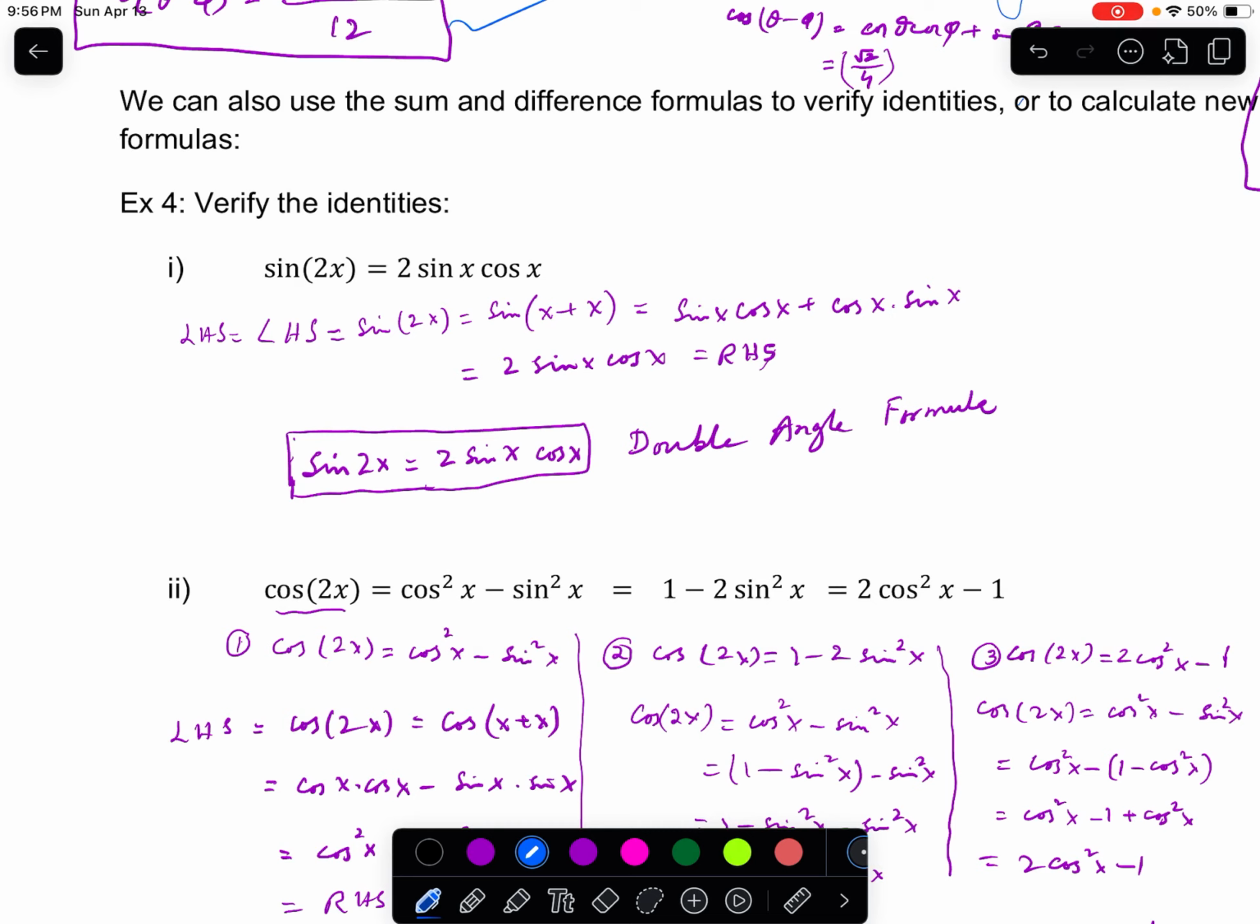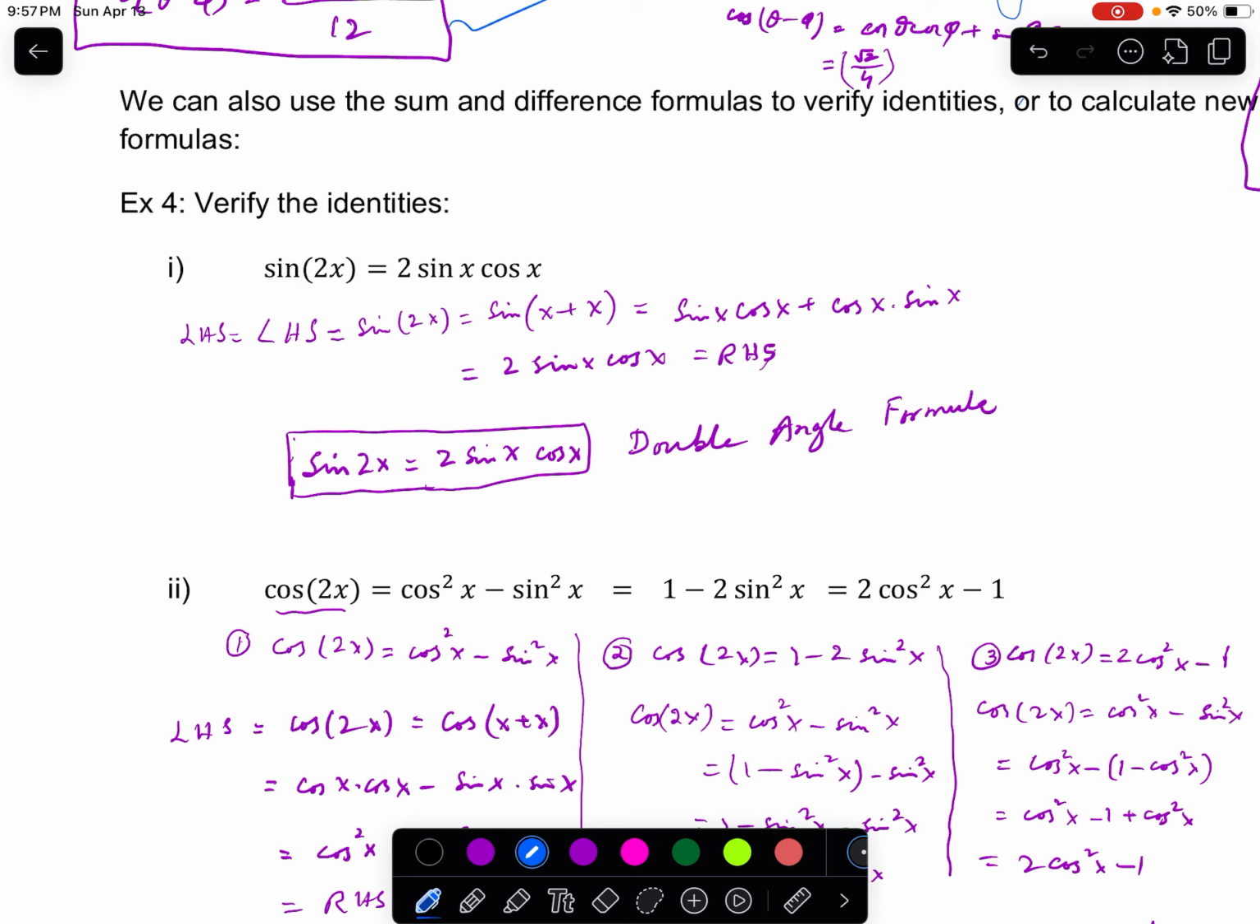And now if we apply the sum formula of the sine on this, then we get sine x times cosine y, but y is again x here. So I get sine x times cosine x plus cosine x times sine y, but y is the same as x, so I get sine x again. Now both these terms are the same: sine x cosine x and cosine x sine x. So we can write them as 2 times sine x cosine x, which is our right hand side, which is what we wanted to prove.